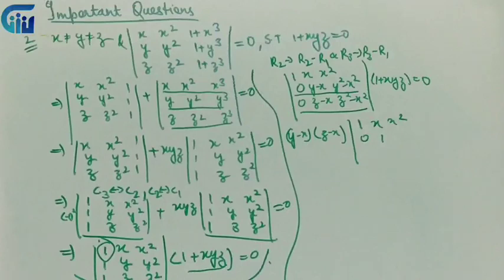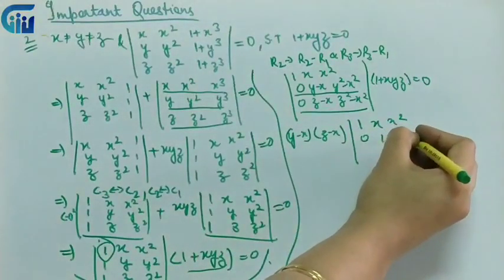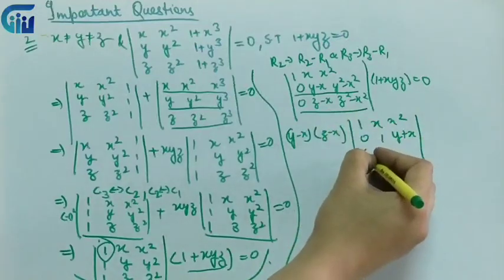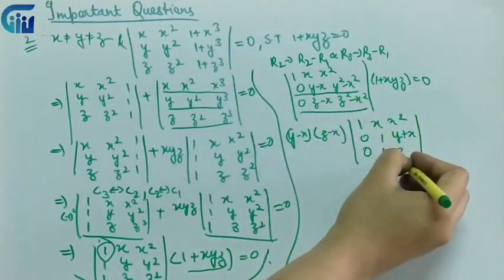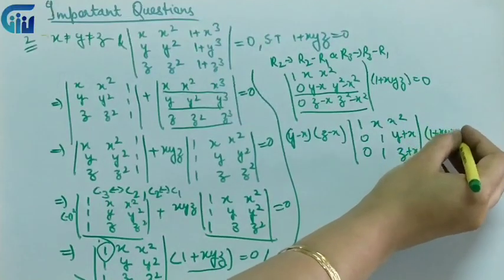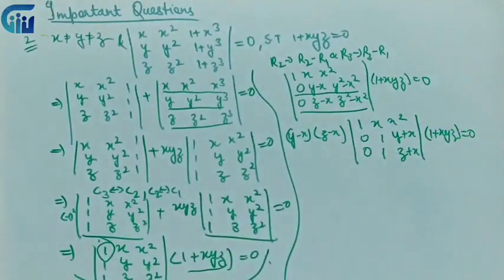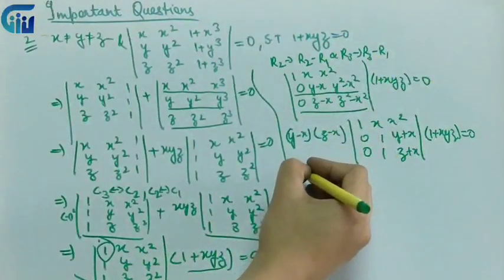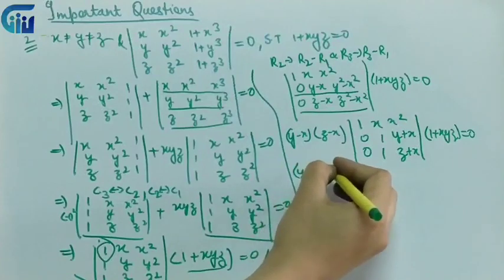If I apply the identity a square minus b square, it will be y plus x. So this will be y plus x. Over here this is 0, this is 1, and this will be z plus x. This is 1 plus xyz is equal to 0. Now I'll just expand, or you can apply one more property by making it 0. I can expand over here also.